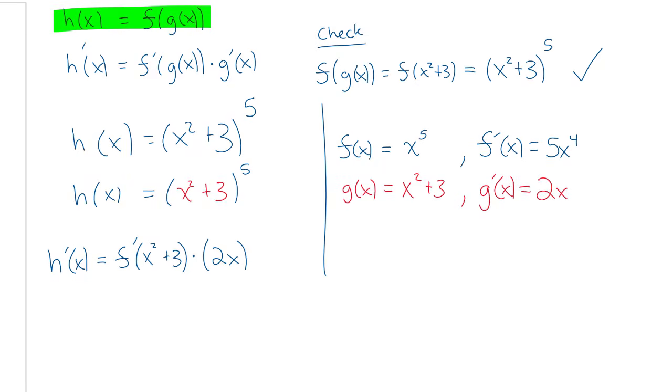And so now we just need to evaluate f prime at the quantity x squared plus 3. In other words, we need to plug that into the function. So go over to f prime and look at what the function does. It takes whatever its input is and raises it to the 4th power, then multiplies everything by 5. So to write this down mathematically, we need to raise the input to the 4th power and multiply that by 5. So that's f prime, and our input is this quantity x squared plus 3.